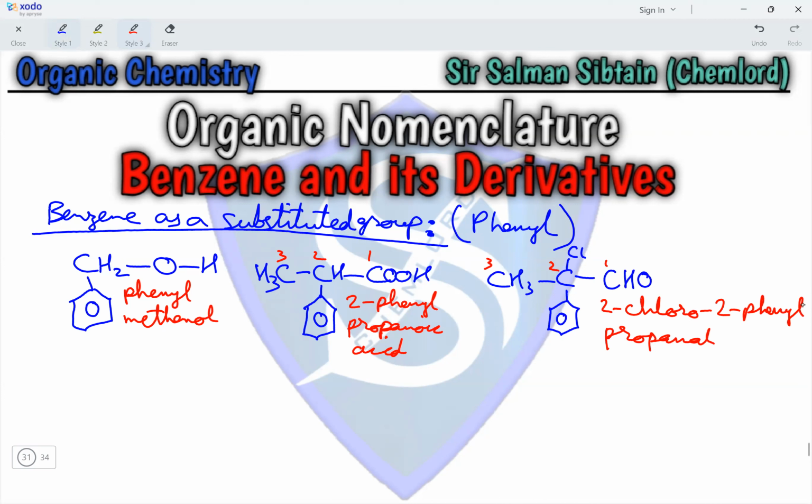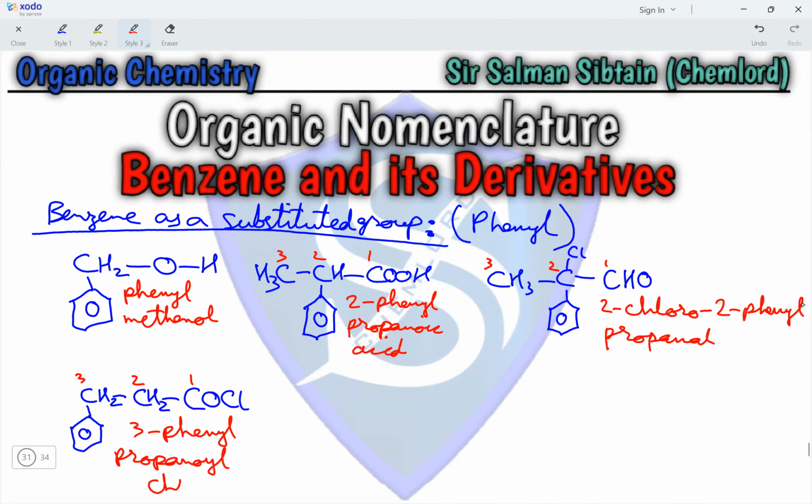And if we have the phenyl group on an acyl chloride, so COCl, CH2, CH2, and the benzene ring. So this acyl chloride will be numbered beginning from the COCl carbon, so 1, 2, and 3. So the phenyl group is on the third carbon atom, so the name would become 3-phenylpropanoyl chloride.